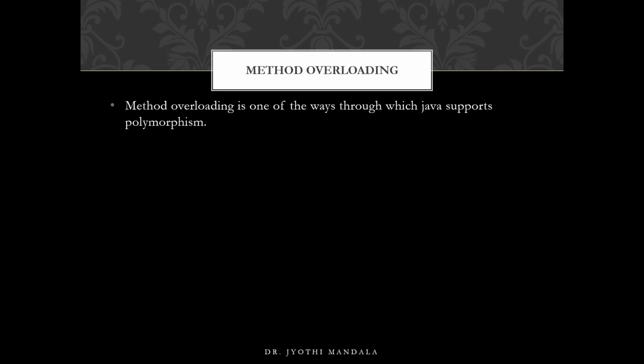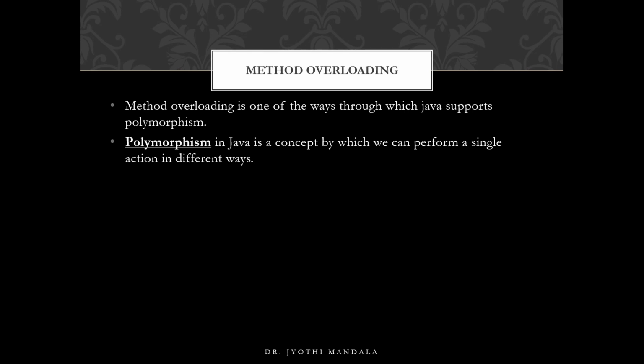Before learning about method overloading, let us see what polymorphism is. Polymorphism is nothing but performing a single action in different ways. So we have a thing which acts in different ways. Let us take a simple example of the plus operator. It can be used for addition of two numbers, the same plus operator can be used to represent positive numbers, and the same plus operator can be used as a concatenation symbol, right?